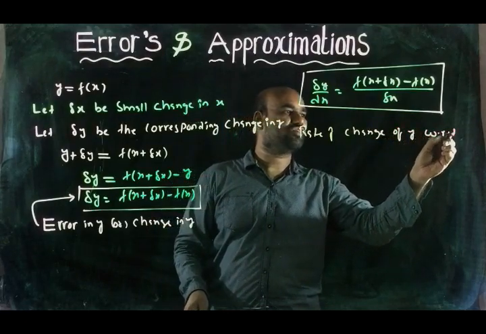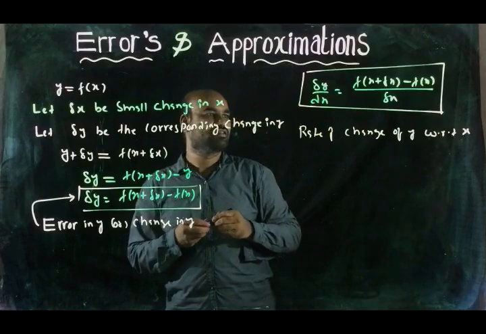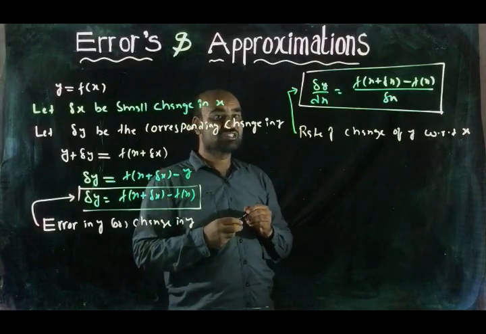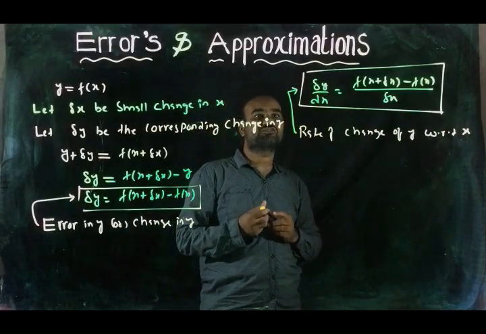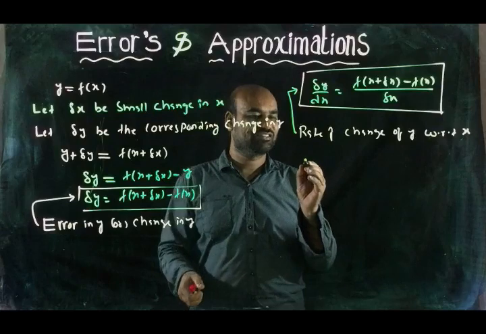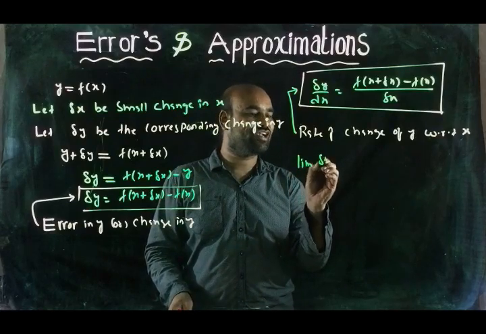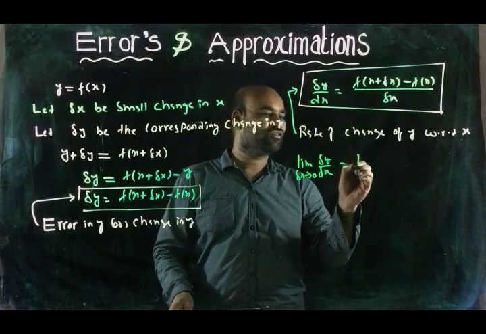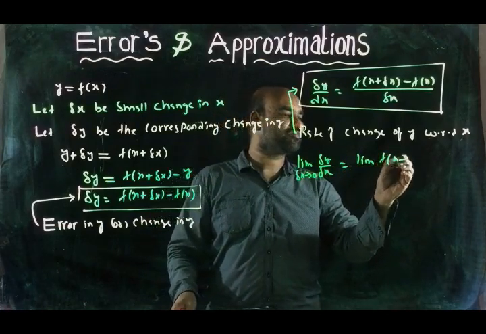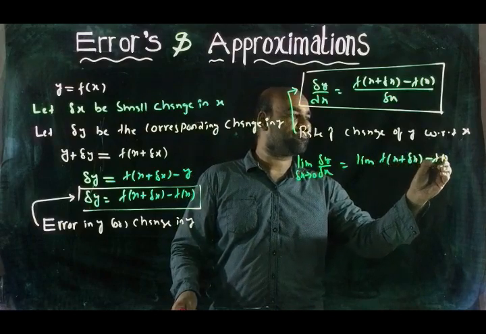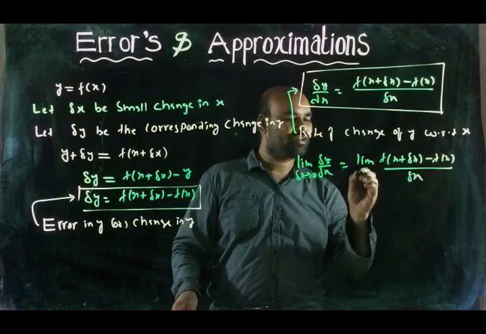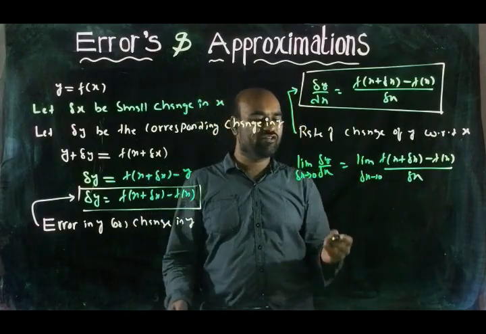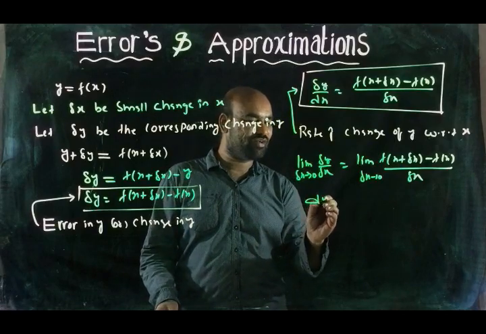With respect to x. Rate of change of y with respect to x. Sometimes you want to find the instantaneous rate of change of y with respect to x. That is the limiting value of delta y by delta x, where delta x tends to 0, equal to the limiting value of f of x plus delta x minus f of x by delta x, where delta x is tending to 0. This is the instantaneous rate of change of y with respect to x. Symbolically you can write dy by dx.